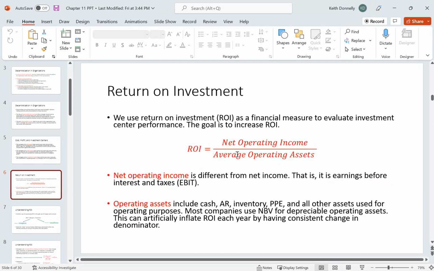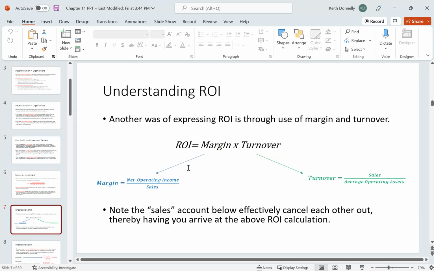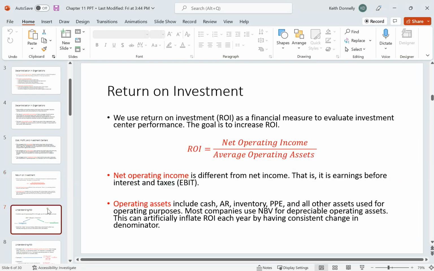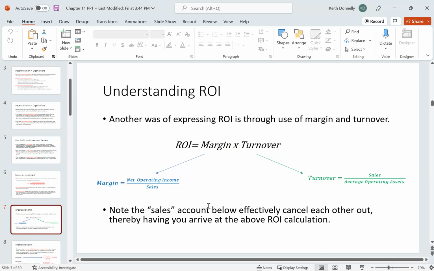All right, so that's one way you can calculate ROI. Another way you can calculate ROI is through the use of margin and turnover. The idea with margin is that it's your net operating income divided by your sales, where turnover is equal to your sales divided by your average operating assets. If you go back here to net operating income over average assets and smush these two equations together, the sales would offset each other. They'd effectively cancel each other out, such that your original ROI formula would be there: your net operating income divided by your average operating assets.